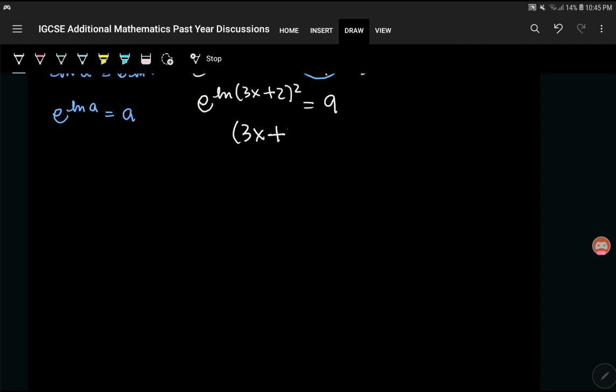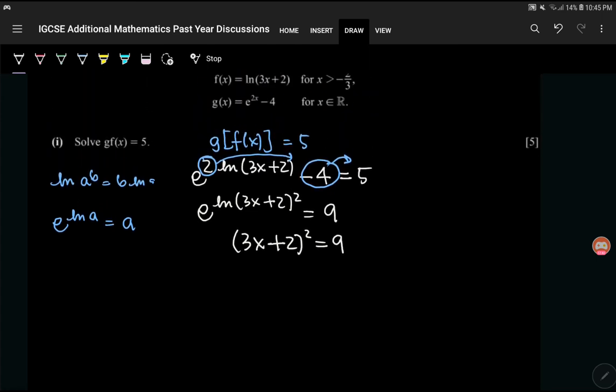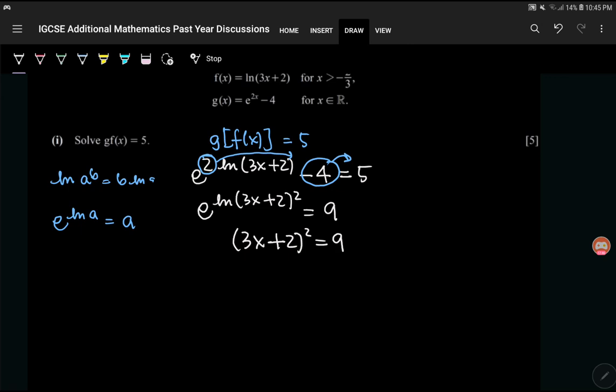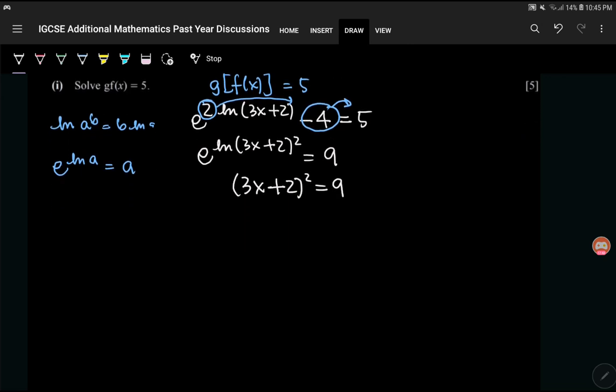So we have (3x+2)^2 equals 9. Now our question from a composite function turns into a question of a quadratic equation, so we solve it by the quadratic equation method. Maybe we can do it like this.